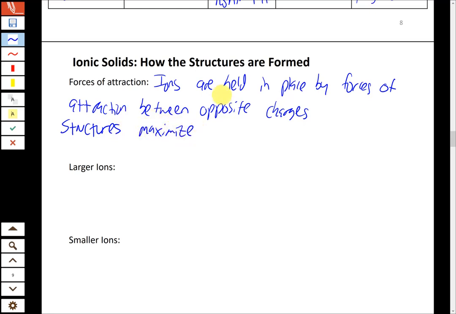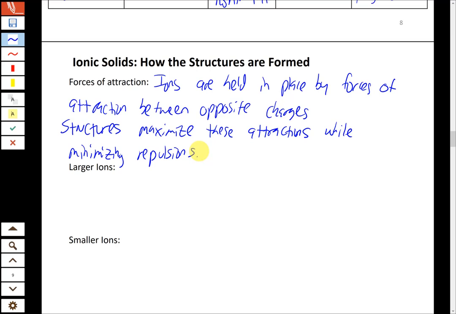So that's really what all chemical species want to do. All chemical substances want to maximize attractive forces and minimize repulsive forces. So you have attractions between oppositely charged ions, but you also have repulsions between the ions that are the same charge, and they're going to arrange themselves in a way that the attractions are maximized and the repulsions are minimized. All right, so that's how it's going to work. That's why we get these different structures.